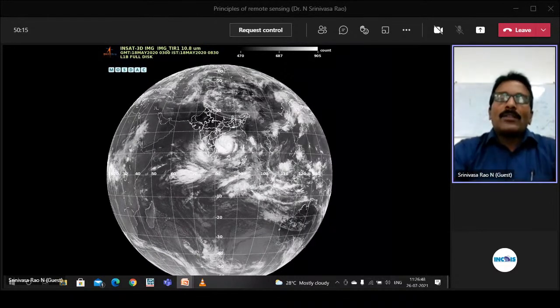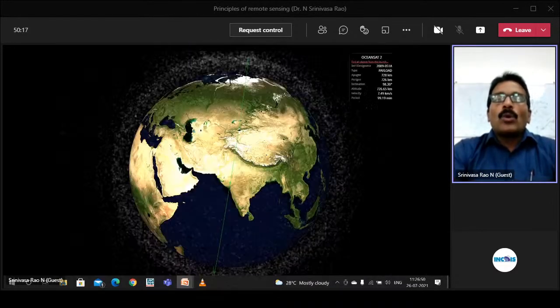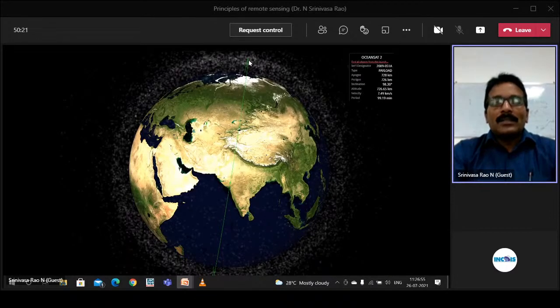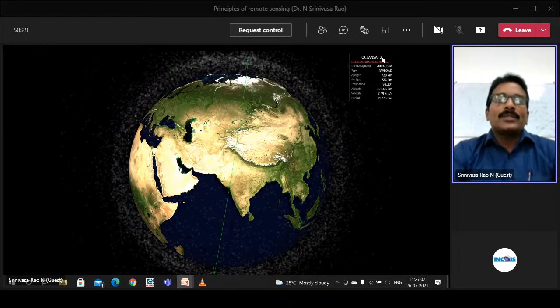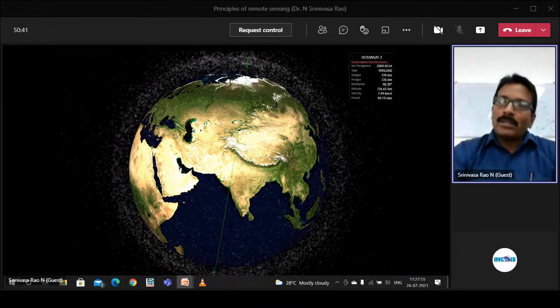Then you have to place the satellite in a polar orbit. The polar orbit's orientation I already mentioned: it covers the North Pole to South Pole, and South Pole to North Pole. Now this is the path of Oceansat-2, our Indian satellite. Polar satellites are also called Earth observing satellites, which means we cover the complete globe with this polar satellite. How is it going to happen?